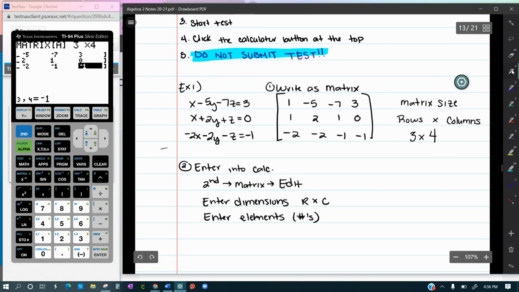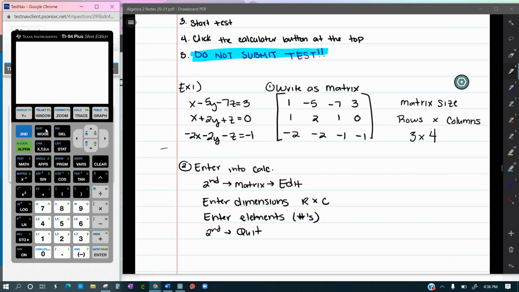So what we're going to do is we have to quit back to the main screen. So you're going to press that second button again, and you're going to find the words quit in blue letters. So we're going to press second here, and then quit right next to it. And now we get back to the main screen.